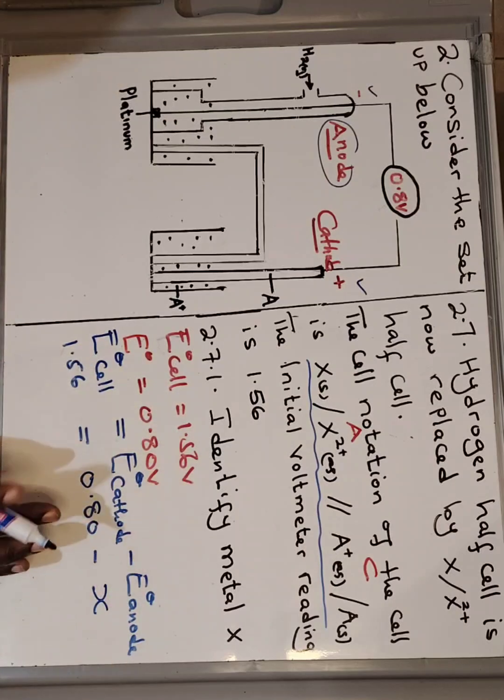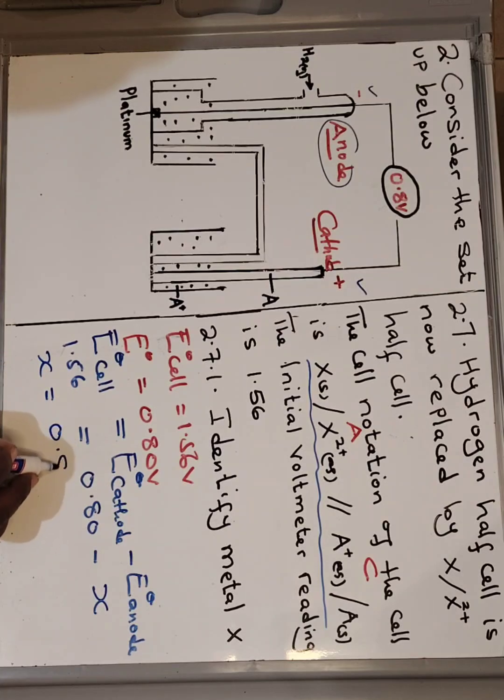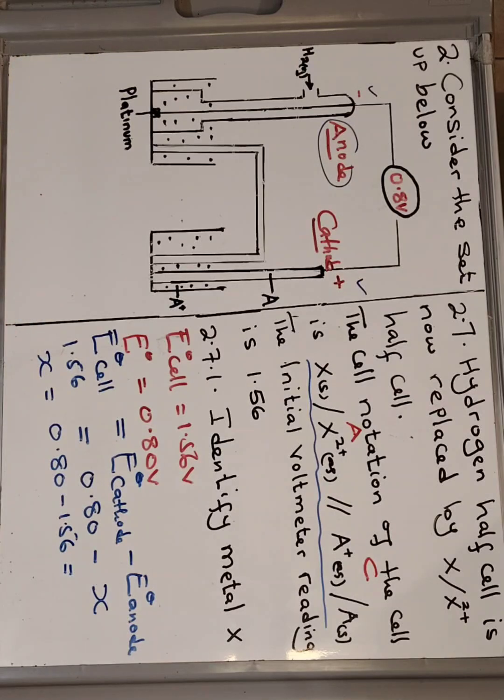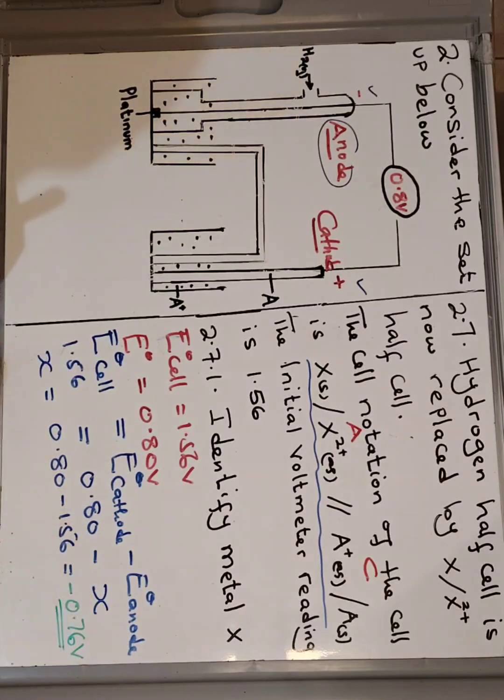So when you rearrange this equation, what are we going to have? You are going to have X being equal to 0.80 minus 1.56. And after computation, what do we get? You get minus 0.76 volts. That's what you get.